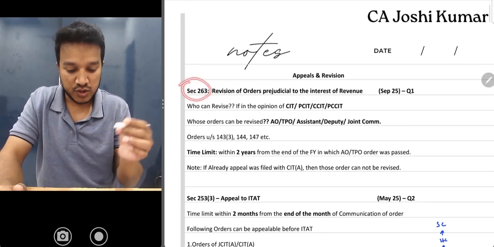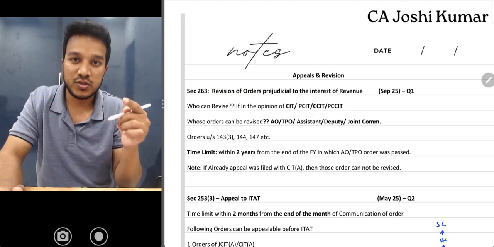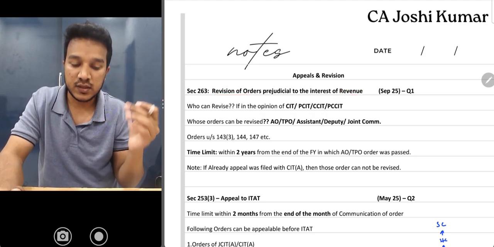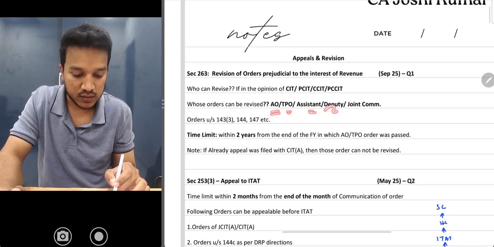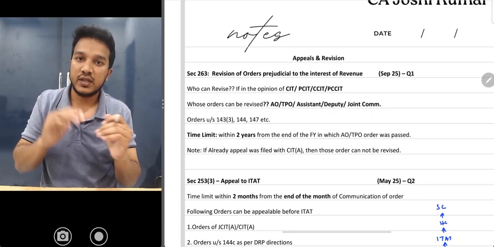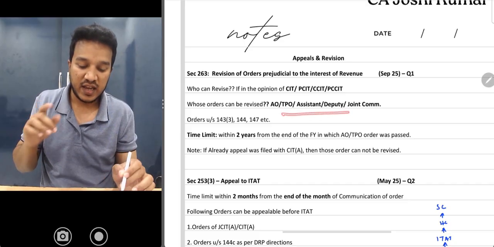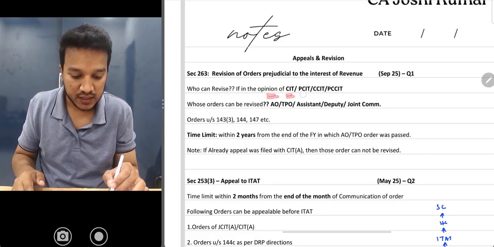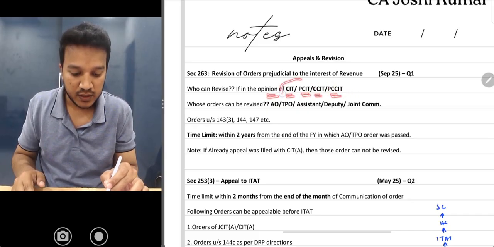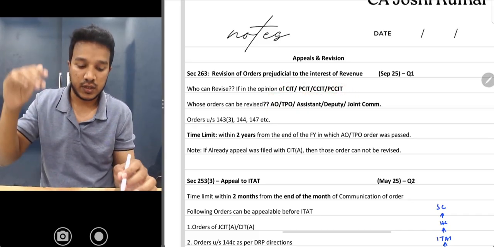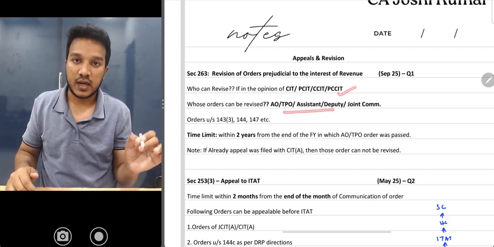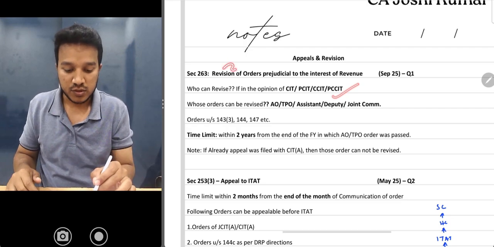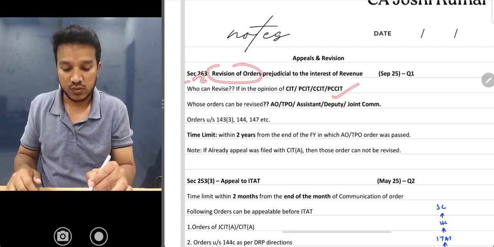Section 263, which talks about revision of orders which are prejudicial to the interest of the revenue, that is, which are against the department only. Now who passed these orders? AO, TPO, Assistant Deputy and Joint Commissioner. These are at the lowest level in the income tax authority. These people have passed an order. Now who is thinking they are against the interest? In the opinion of CIT, PCIT, CCIT and PCCIT. These are at the highest level in the income tax authority. Now these people are thinking whatever orders are passed by them is not in the interest of the revenue department. So they can make an application to revise those orders under section 263.